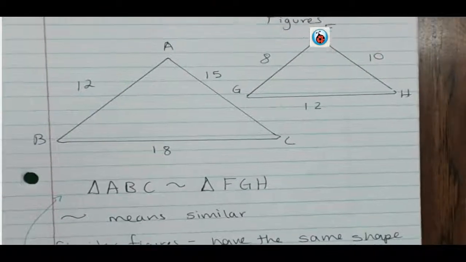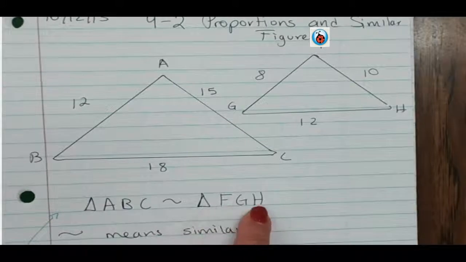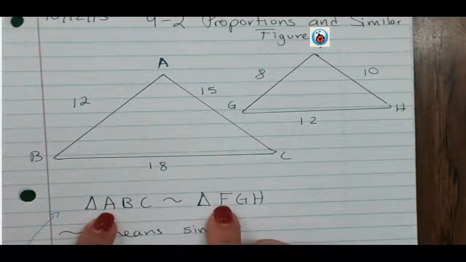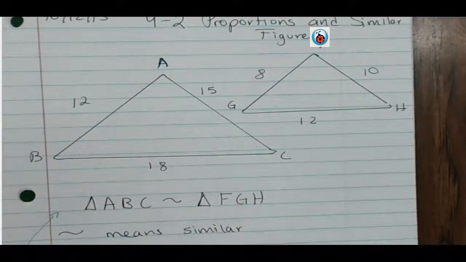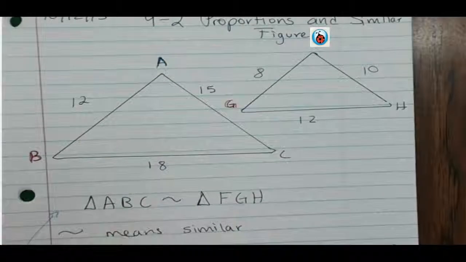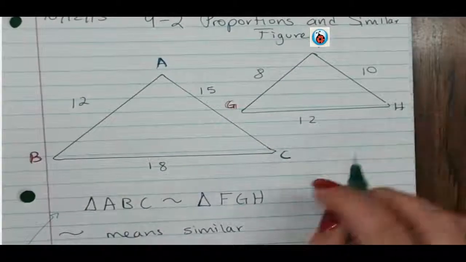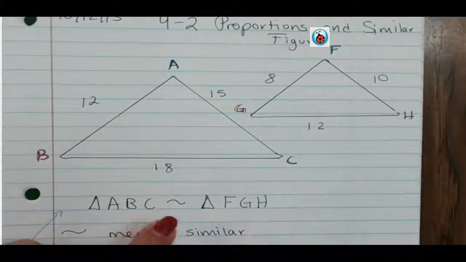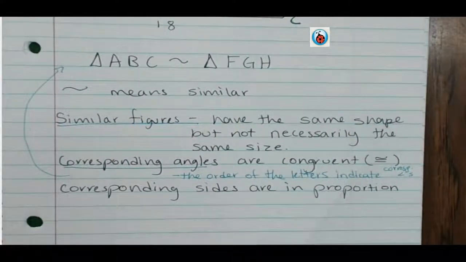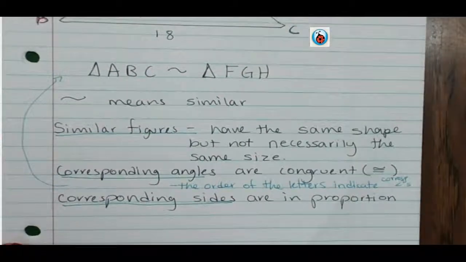Okay. Now when we see triangle ABC is similar to triangle FGH, that tells me A corresponds to F. They're in the same relative position. B corresponds to G. They're in the same relative position. And C corresponds to H. They're in the same relative positions. We talked about the corresponding angles. Now the corresponding sides are in proportion. So let's look at that.